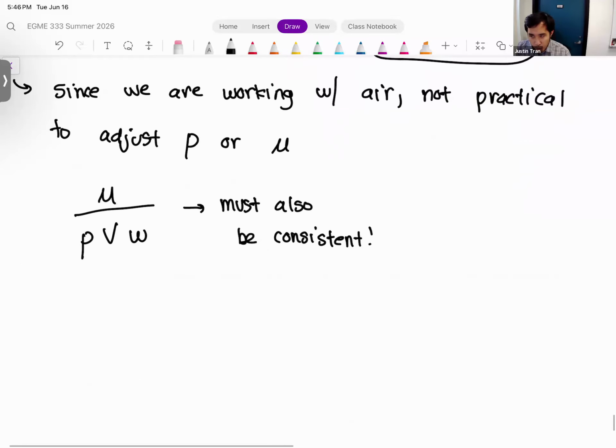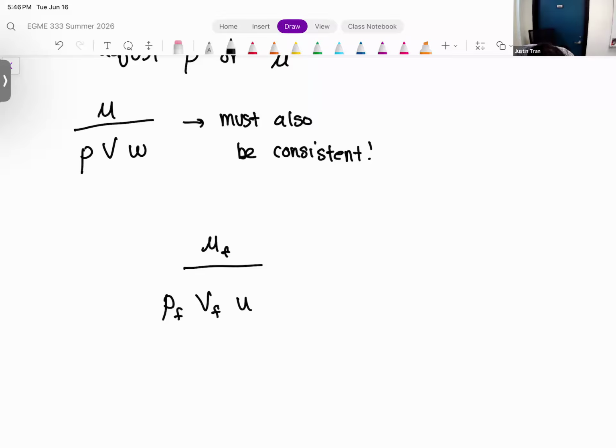Okay, so on the left-hand side, I'm going to give everything a subscript f, so f to be full scale. So this will be full scale. And on the right, we have the experiment. So we have mu e, rho e, v e, w e.